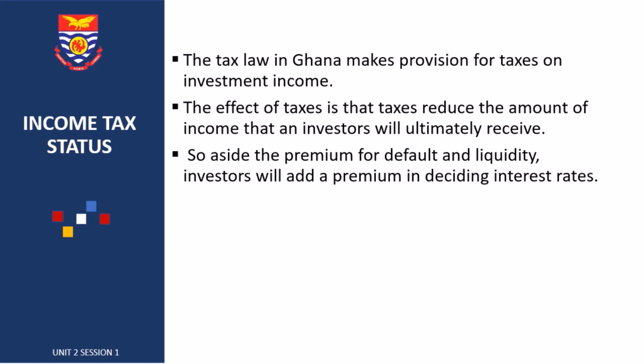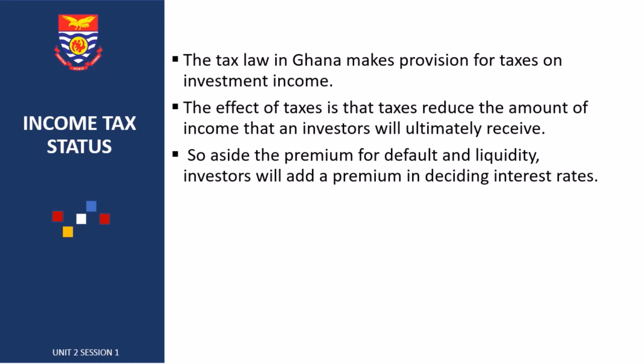And because risk is a key factor in financial institutions and organizations, there are laws that govern its operation. So the tax law in Ghana makes provision for taxes on investment income. So investors will have to pay tax on any investment that is being made. And the effect of taxes is that tax reduces the amount of income that investors will ultimately receive. So aside from the premium for default and liquidity risk, investors will also add a premium in deciding interest rates.